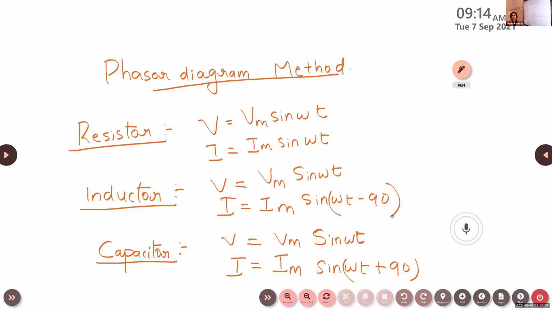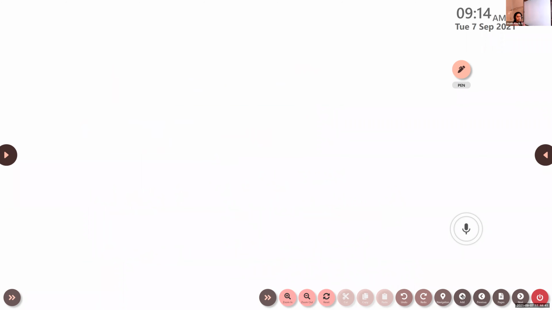And here we consider an LCR. We combine this inductor, capacitor, and resistor in a series combination. We know that in a series combination, the current remains the same. The same current is flowing through the inductor, capacitor, and resistor. So we are going to represent the phasor diagram for voltage.